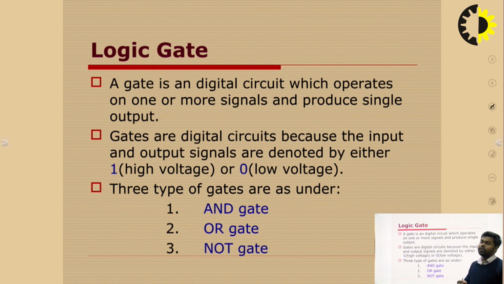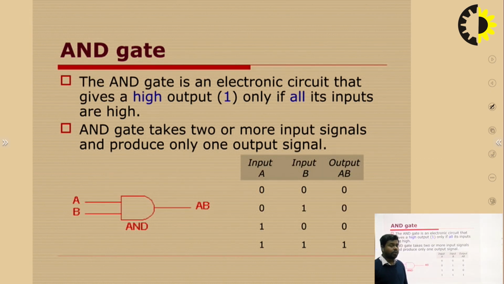This means there are many operations, signals, or circuits for that. You have to make it and use it in the logical diagram. By the use of logic gates, you can solve it. Now first is the AND gate. As we have studied the AND operation, we are going to first learn the AND gate.